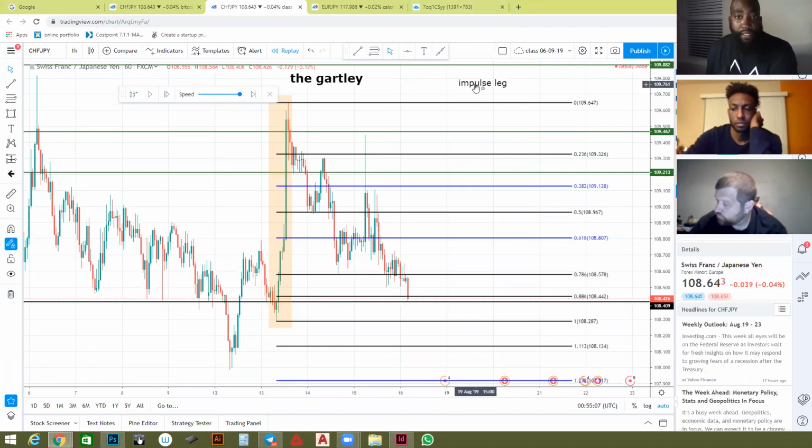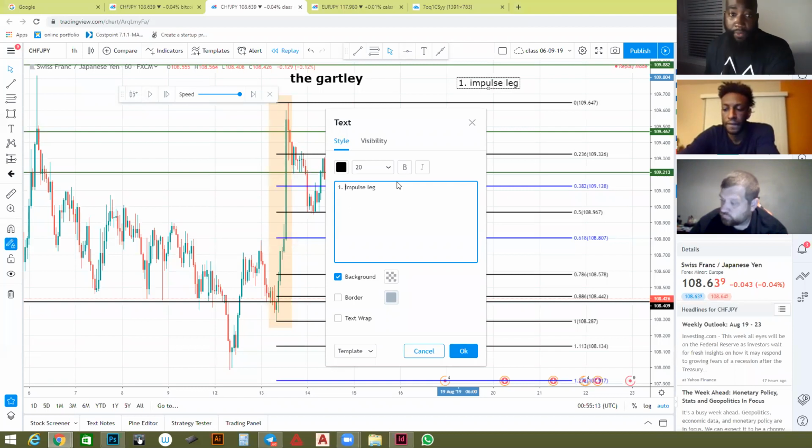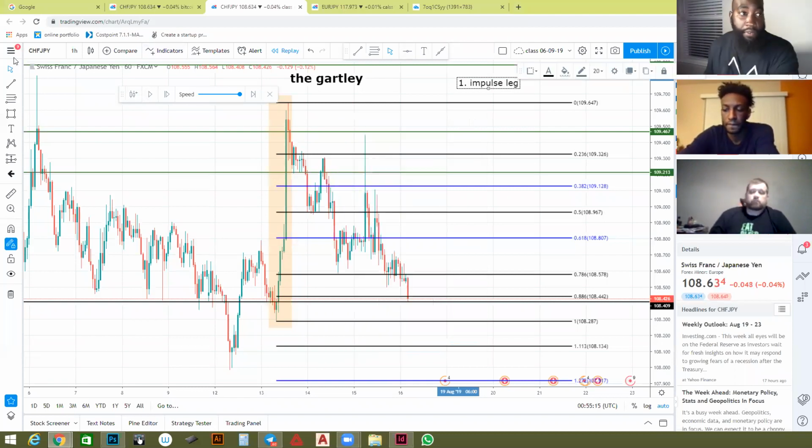So what you do is step one, you are finding that impulse leg. And this impulse leg rule goes literally for every single harmonic pattern. Like, you need your impulse leg to show you what you're looking for.